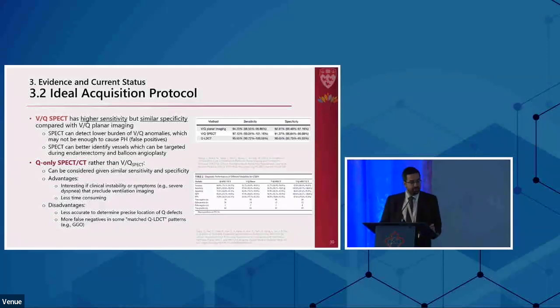Some people have even proposed doing a perfusion-only SPECT, which could also be good. It'll give similar sensitivity and specificity. The advantage is that it's a quicker test, and it could be good in unstable patients. But the disadvantage is that there are many other causes of pulmonary hypertension that give lung disease, and you could potentially get more false positives. Classically, interstitial lung disease is a frequent cause of pulmonary hypertension, and without the ventilation, it may be difficult to identify, unless you do maybe a VQ SPECT CT in such a case.